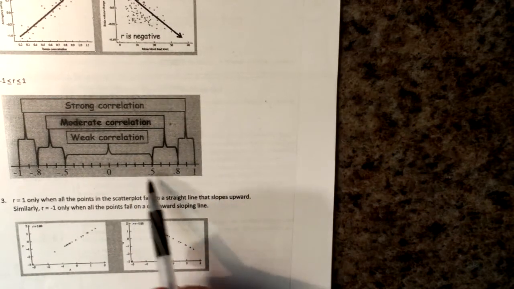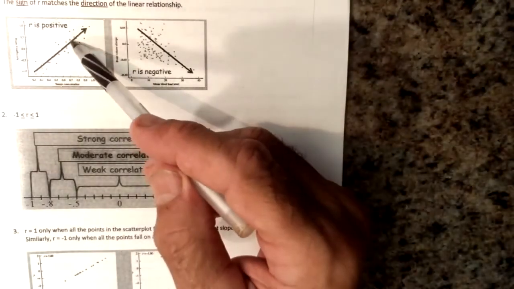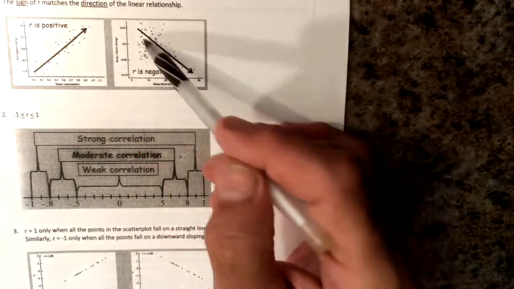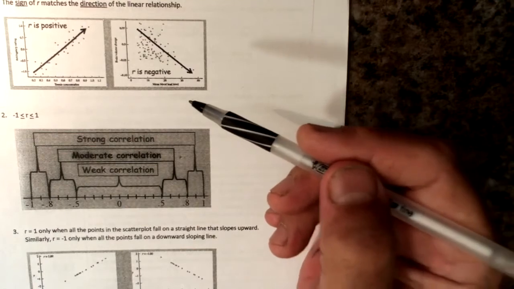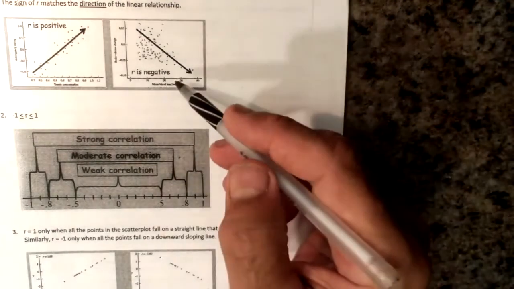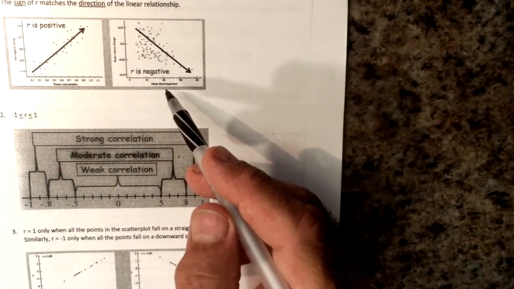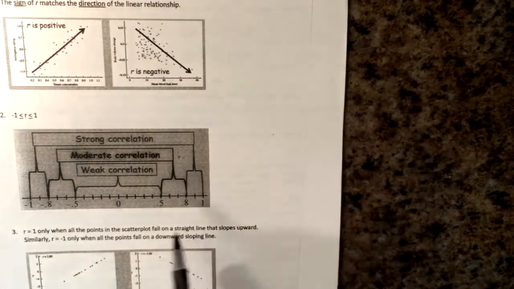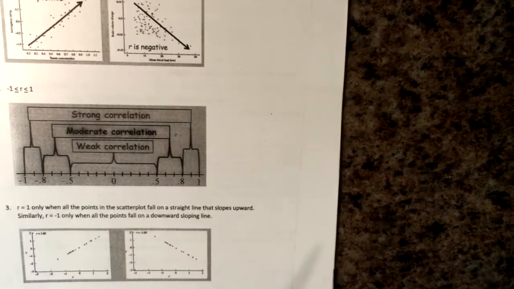Why is it positive or negative? Because the slope is either positive or negative. When you're climbing, the slope is always positive. When it's declining or decreasing, the slope is negative. That's why you have a positive or negative. So R value can be 1 in this case, and -1 in this case. If R value is getting close to 1 or -1, you get a very strong correlation.